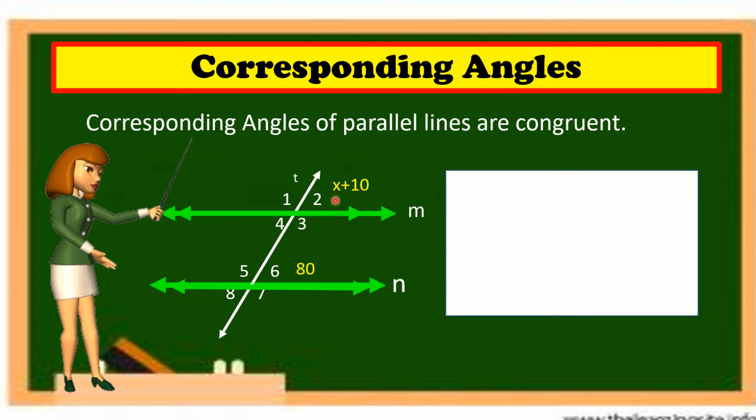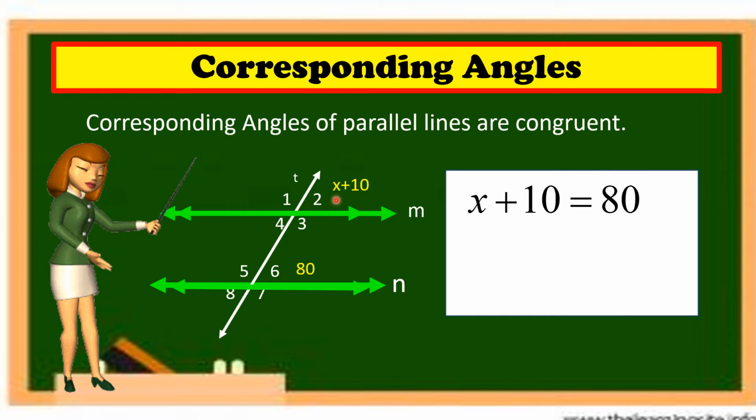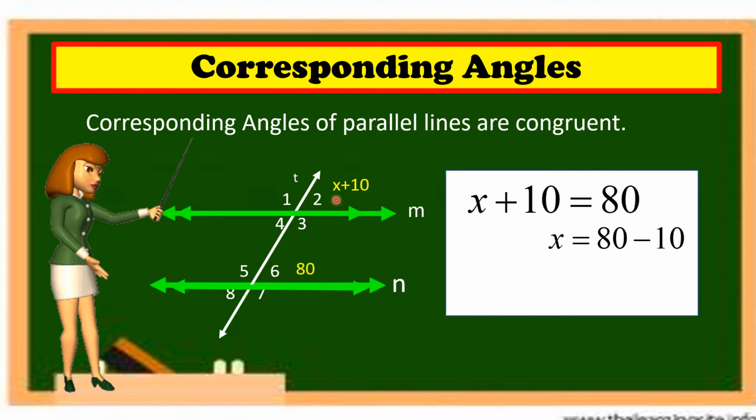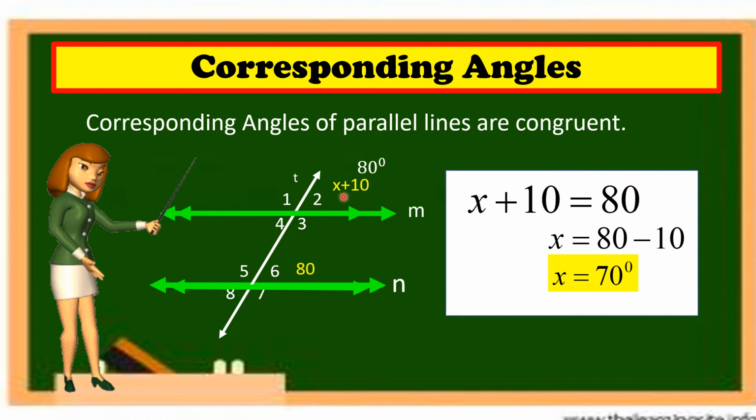So we have the measure of angle 2 is x plus 10 and the measure of angle 6 equals 80. Angle 2 and angle 6 are corresponding angles. Therefore, the two angles are congruent. X plus 10 is equal to 80. To solve for x, it will become 80 minus 10, so the value of x is 70 degrees. If x is 70, this is 70 plus 10. 70 plus 10 is 80 degrees.